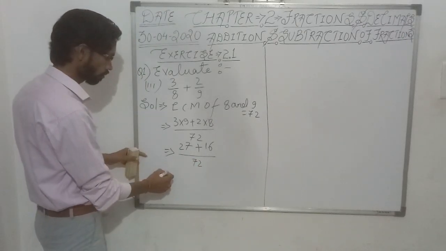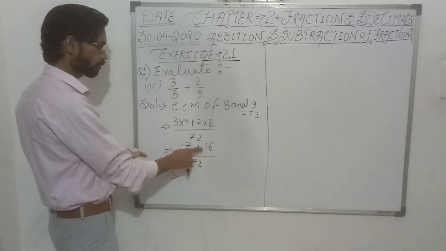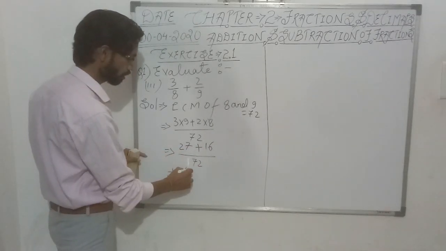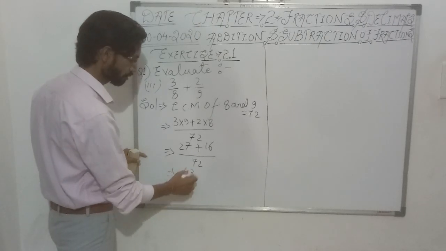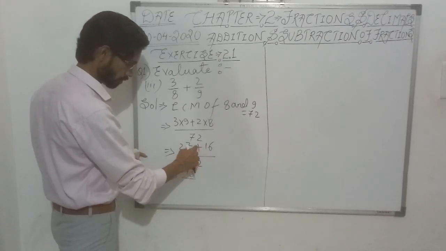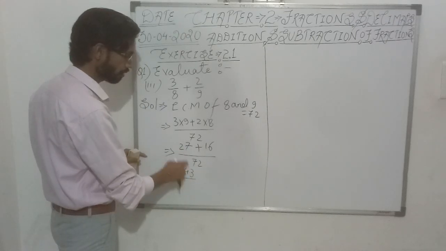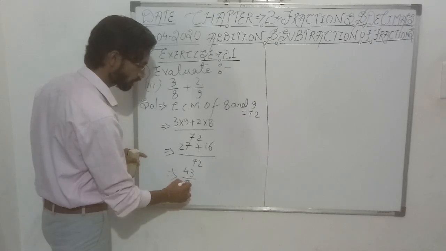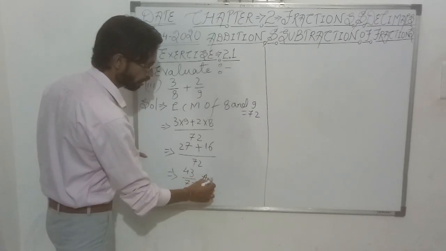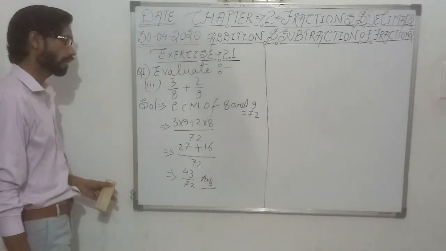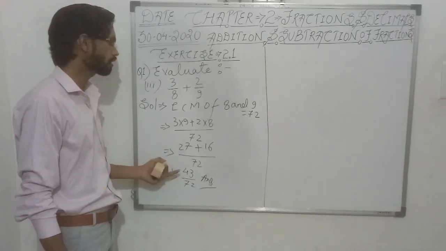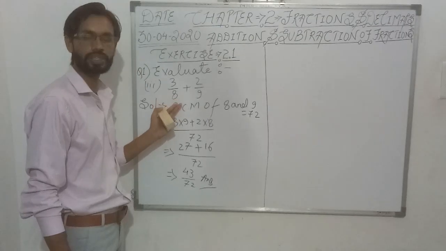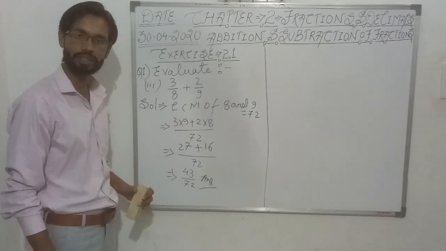Alright, now the next step: 27 plus 16, we will add them. So what answer will we get? We will get 43. 7 plus 6 is 13, 1 carry 1, and 1 plus 2 is 4. 43 upon 72 is our answer. Okay, so this was a very easy method so that you can solve two particular fractions and add them and get the answer.